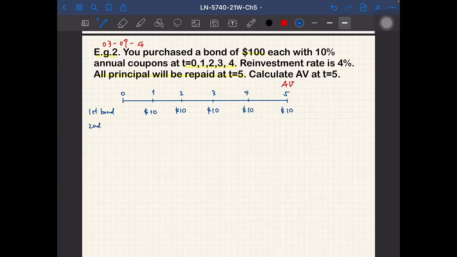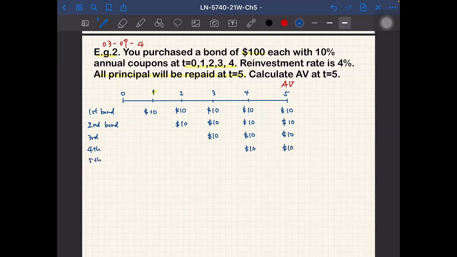And the second bond you purchased at time 1. That means it earns a coupon at time 2 for the first time, then time 3, time 4, and time 5. So this is basically the 4-year bond purchased at time 1. This is the series of payments. And for the third bond, similarly, we have a $10 coupon each at time 3, 4, 5. And the fourth bond has only 2 coupons. So this is a 2-year bond.